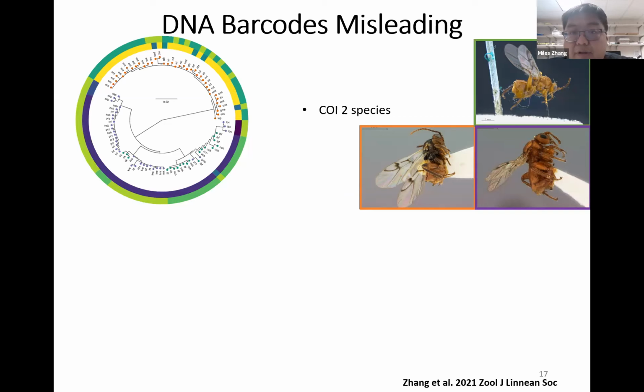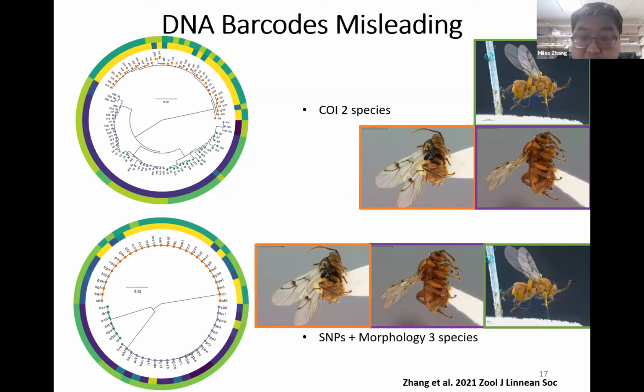Here I have the three species that are morphologically distinct, colored in orange, green, and purple. You see on the tree that the purple and the green are not distinguished, even though morphologically they're quite distinctive. Then we looked at the same data set using genome-wide single nucleotide polymorphisms, which are nuclear gene differences, right? Here you see that all 3 of these colors separated out nicely, and this supports the morphology. So there are indeed 3 species, but CO1 was not able to recognize 2 of them.